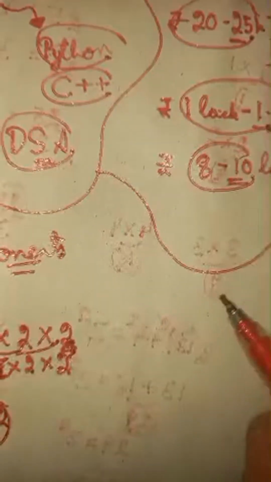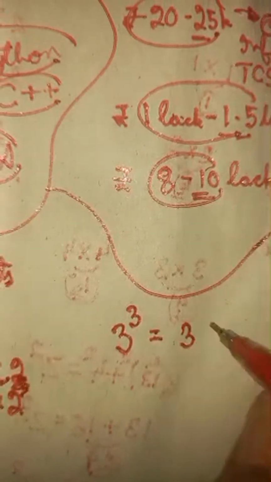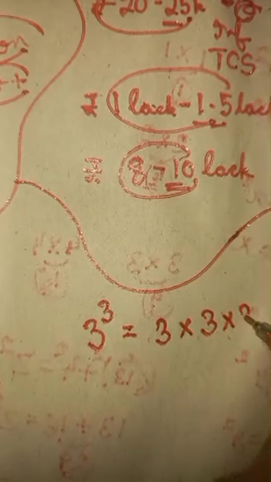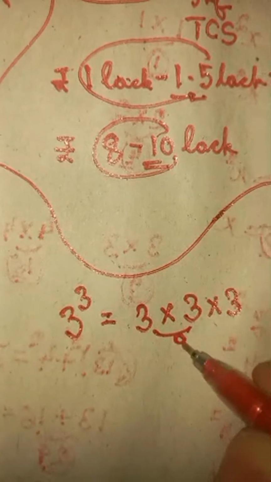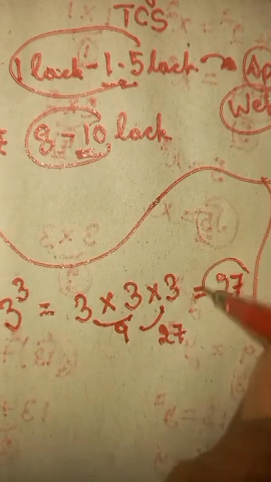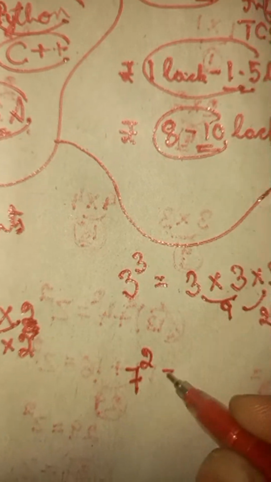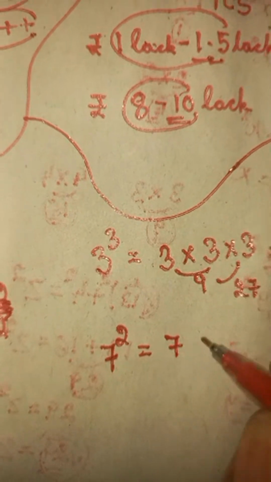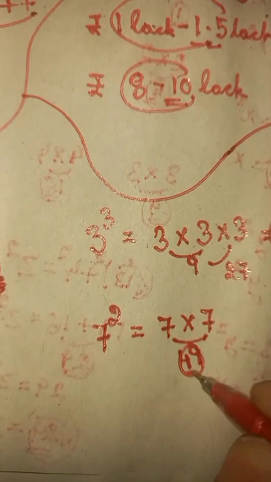Another exponent problem is 3 cube. 3 cube can be written as 3 times 3 times 3. Now you can simplify and write it out. 3 times 3 is 9, 9 times 3 is 27, so it becomes 27. Let's take one more problem: 7 square. 7 square means you need to multiply 7 by itself 2 times. 7 times 7 is 49.